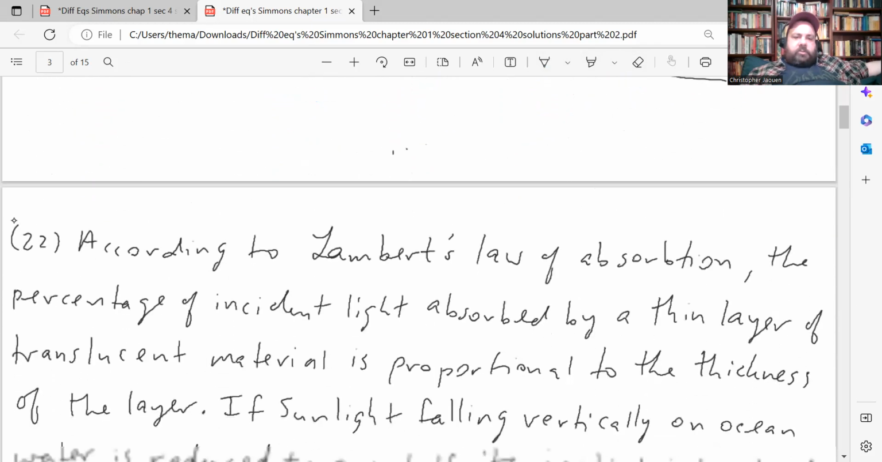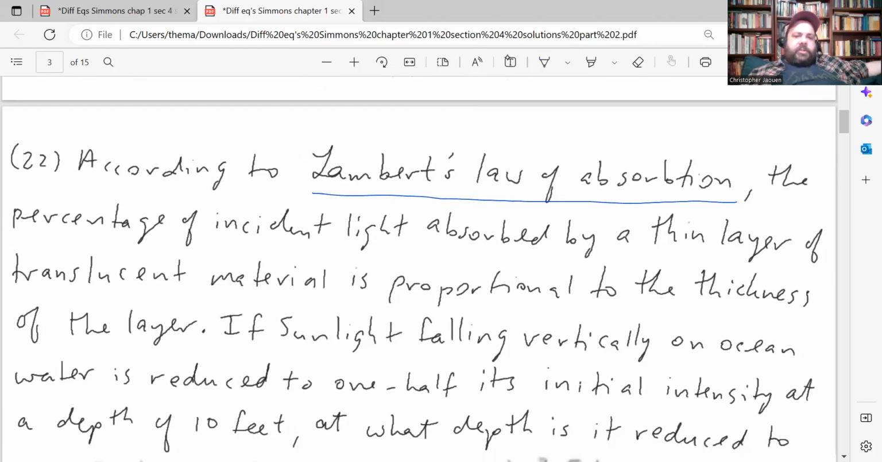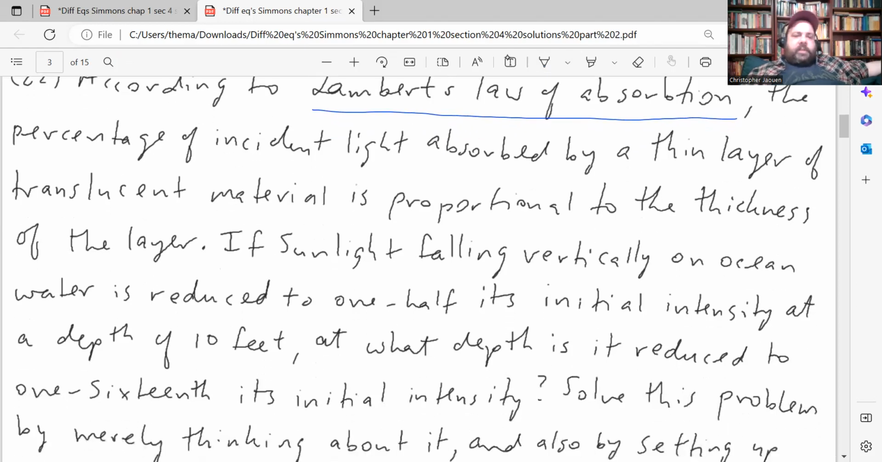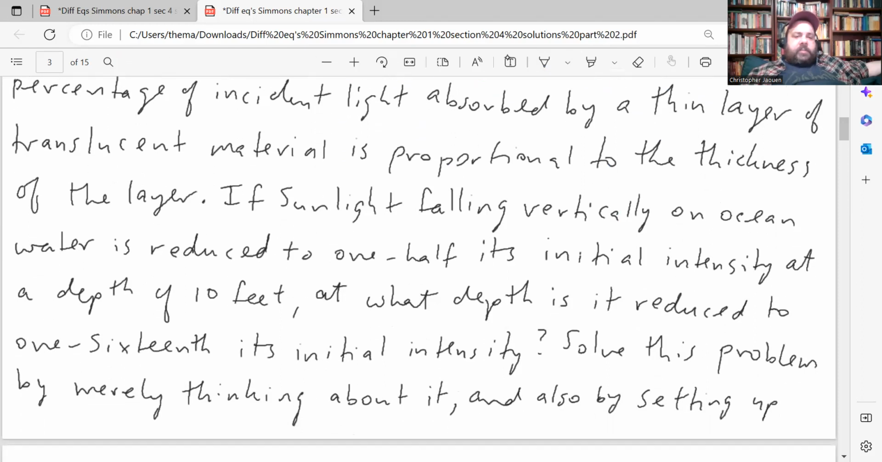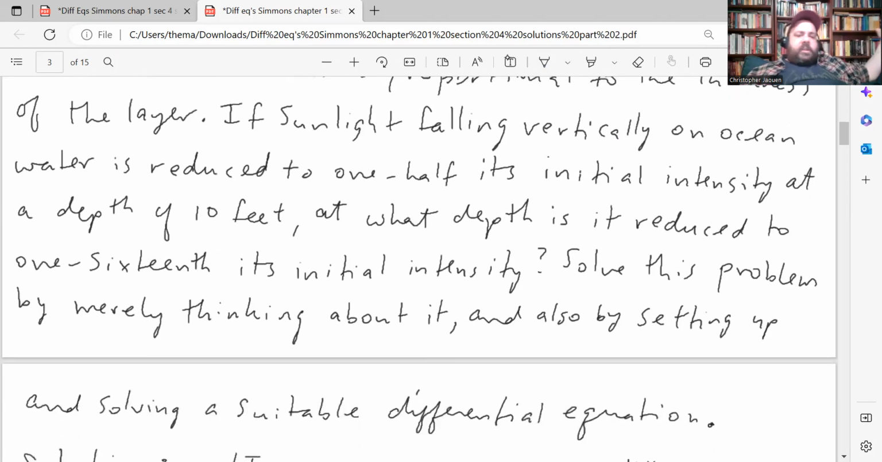All right, question number 22. According to Lambert's law of absorption, the percentage of incident light absorbed by a thin layer of translucent material is proportional to the thickness of the layer. If sunlight falling vertically on ocean water is reduced to 1/2 its initial intensity at a depth of 10 feet, at what depth is it reduced to 1/16 its initial intensity? They want us to solve this problem by merely thinking about it, and also by setting up and solving a suitable differential equation. Thinking about it should be clear.